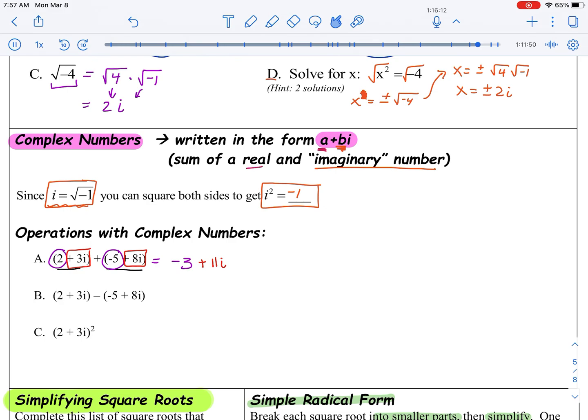Now for part B, I'll notice, look here, we have 2 plus 3i minus negative 5 plus 8i. So I'm first going to simplify by distributing my subtraction. My 2 plus 3i remains the same, but then I have plus 5 minus 8i. As I work to simplify, 2 plus 5 equals 7. Positive 3i minus 8i is minus 5i.